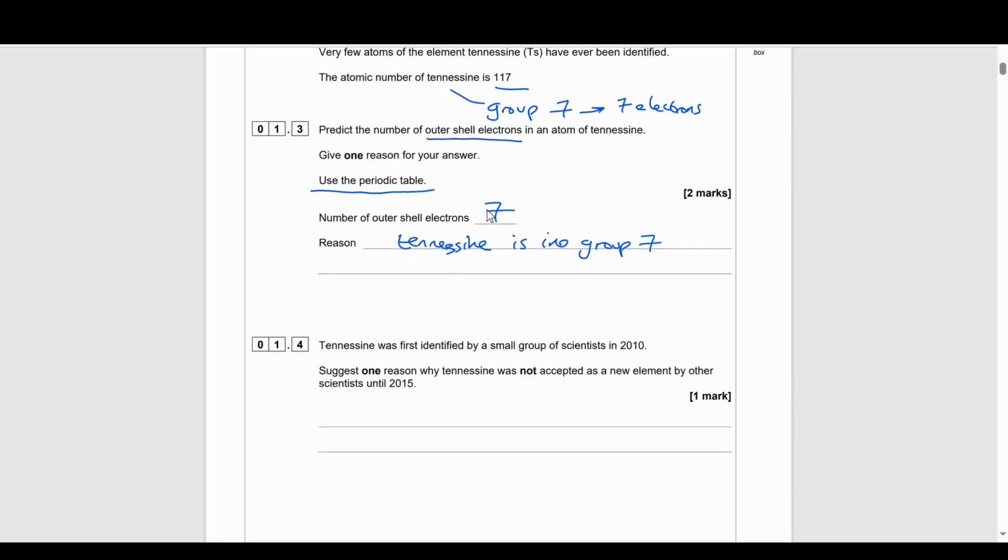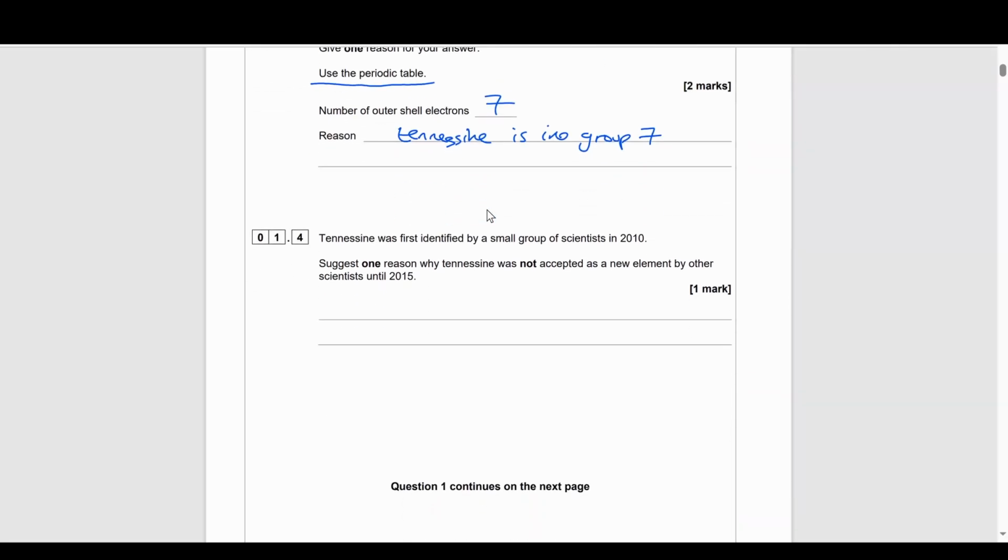1.4. Tennessine was first identified by a small group of scientists in 2010. Suggest one reason why tennessine was not accepted as a new element by other scientists until 2015. So 2010 discovered, not accepted by other scientists until 2015. Well, one might think that it may be due to new evidence and further evidence being found and then allowing more scientists to accept the work. Well, we have to remember what it says: by other scientists.